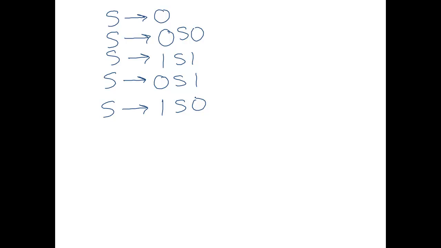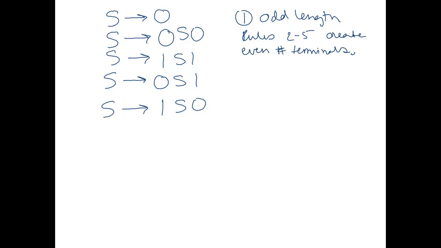Okay, so this grammar is guaranteeing the 2 conditions. One is odd length. So when we have odd length, this is because rules 2 through 5 create an even number of terminals. Let's call that even number 2k. Rule 1 creates 1 terminal. So then the length of w is always going to be 2k plus 1. Okay? And k could be 0, and then we end up with just the string 0.